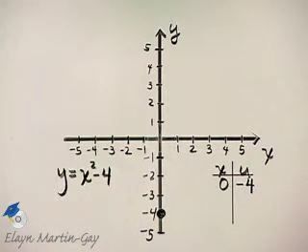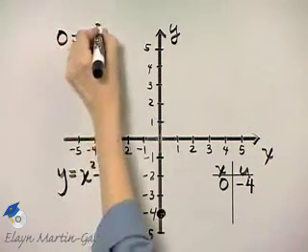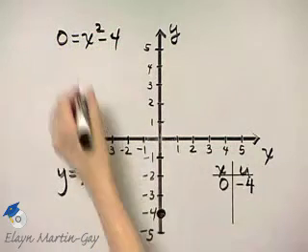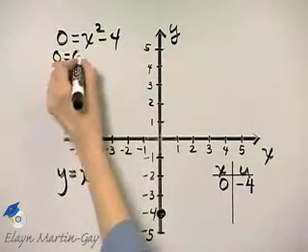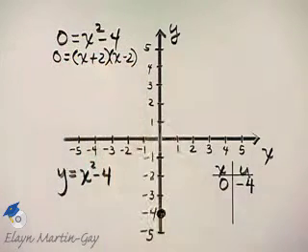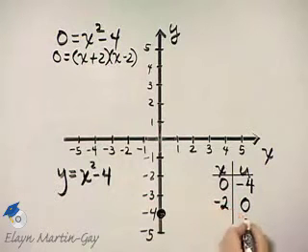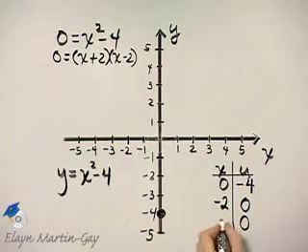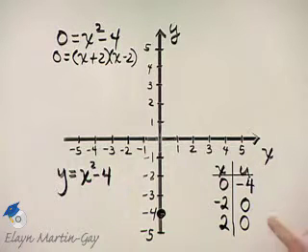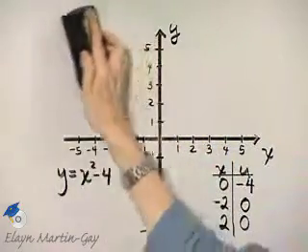How do we find x-intercepts? We let y be 0, and we solve this. Now, we can solve this quadratic equation by factoring: x plus 2 times x minus 2. If you set each of those equal to 0, then we'll have answers of negative 2 for x and also 2 for x. So when y is 0, we get negative 2. When y is 0, we get 2. So those are our intercepts.